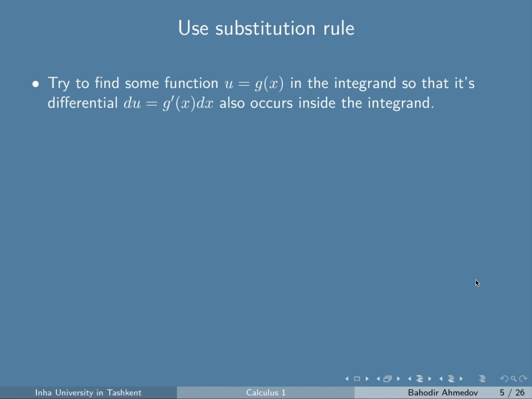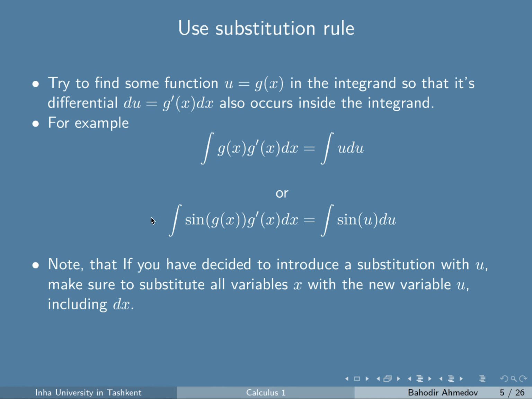So let's start discussing the substitution rule. The idea is like this. If you see some function and its derivative inside the integral, then use the substitution rule. For example, if your function is given in this form, the function multiplied by its derivative dx, then we can write down u du, right?